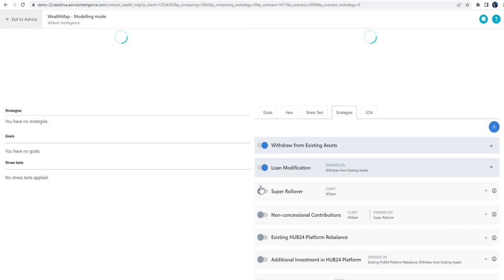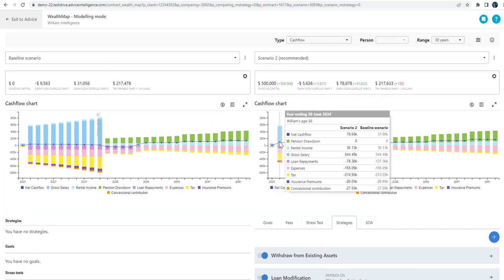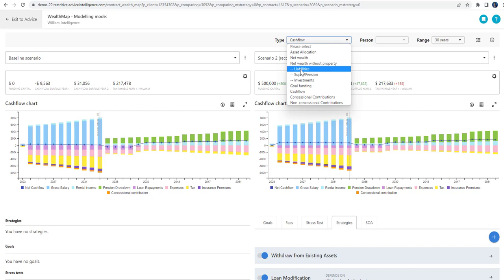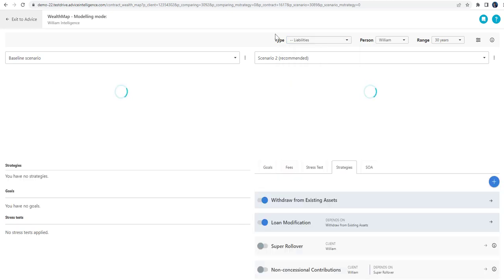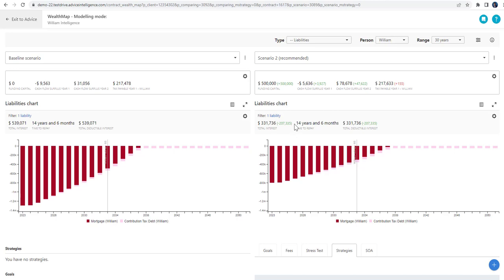And what you should see now is that, to start with, he's in a much better position in terms of his cash flow. So again, baseline versus scenario 2. 78,000 versus 31,000 without the advice. But also, we're going to save him about 200,000 in terms of interest payable on that investment mortgage. So we're saving him right now 207,000.